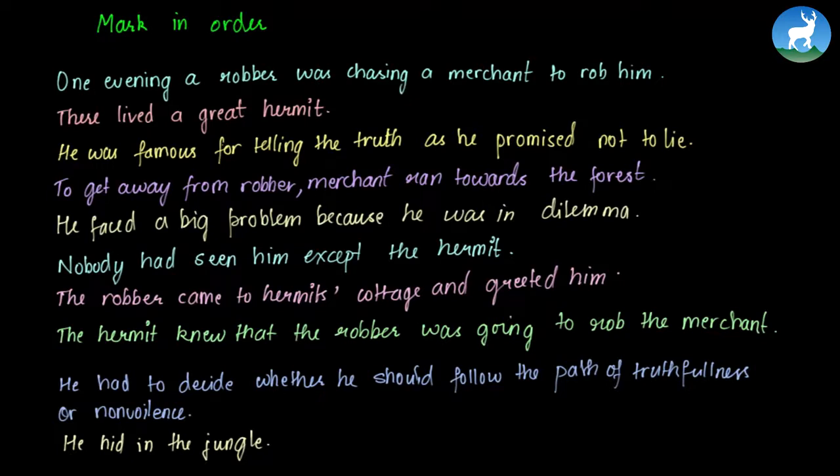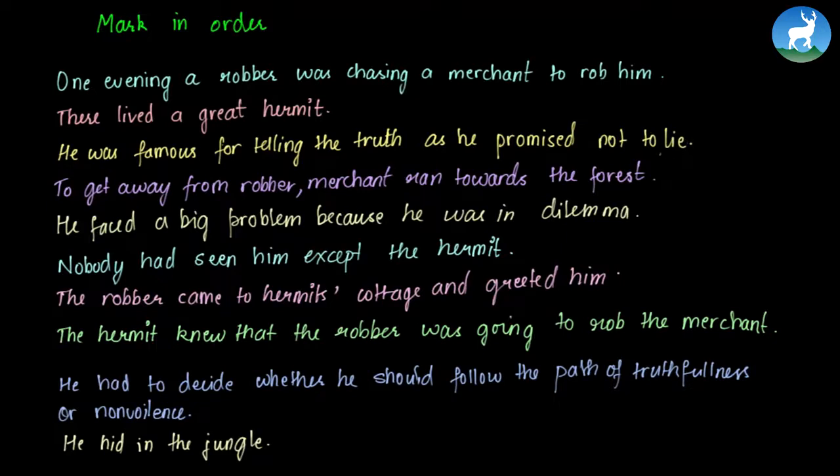One evening, a robber was chasing a merchant to rob him. So we know that this sentence should be in the beginning of the story. There lived a great hermit. So I think this must be the first sentence for the story, because this is towards the very beginning of the story, right? He was famous for telling the truth as he promised not to lie.